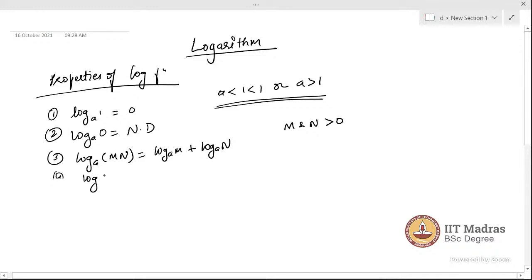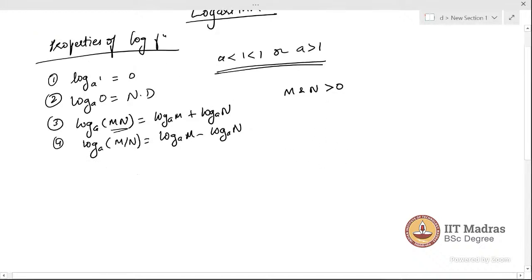Now similarly, this is in quotient form. Now log m by n can be written as log m base a minus log n base a, right? So we know this as well, and we can simply say that m and n have the same condition again. Yes, sir.